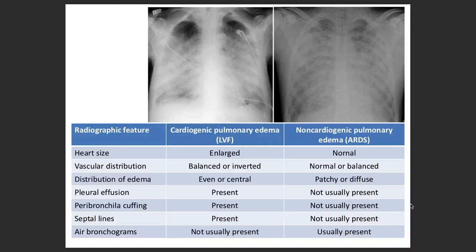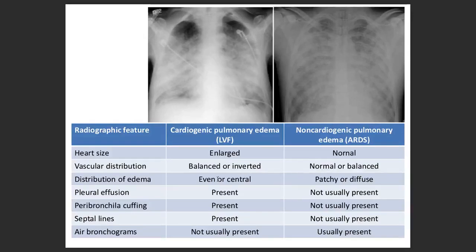For example, if it is a cardiogenic pulmonary edema, of course the heart size is going to be enlarged. However, in ARDS, acute respiratory distress syndrome, where the main etiology lies in the lungs, the heart size is going to be normal. Similarly, about the vascular distribution, it is going to be either balanced or in fact inverted. In ARDS, the vascular distribution is almost normal or balanced.